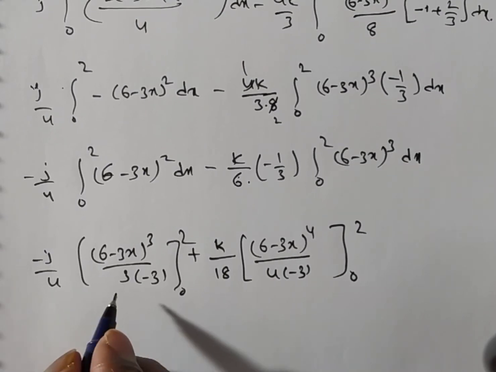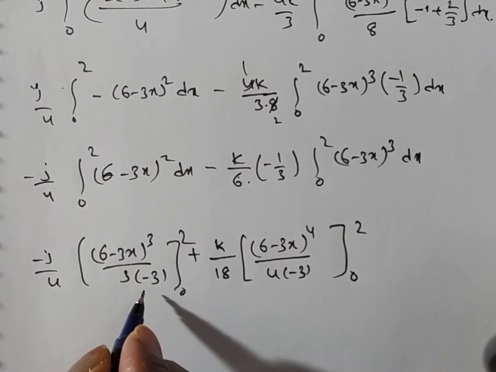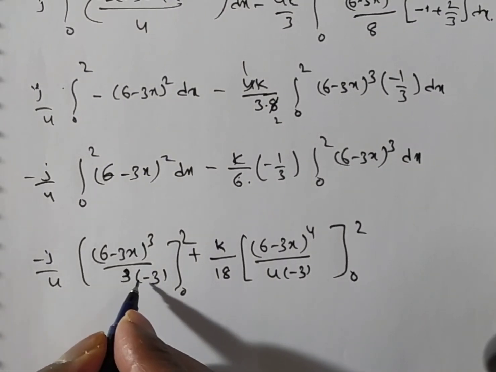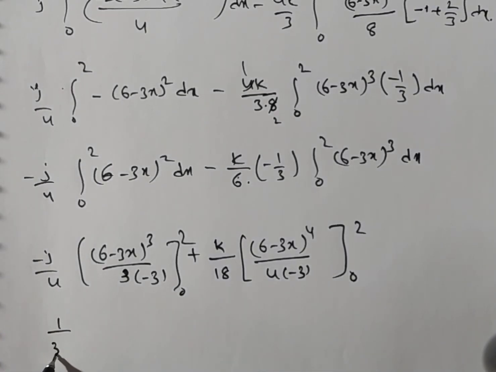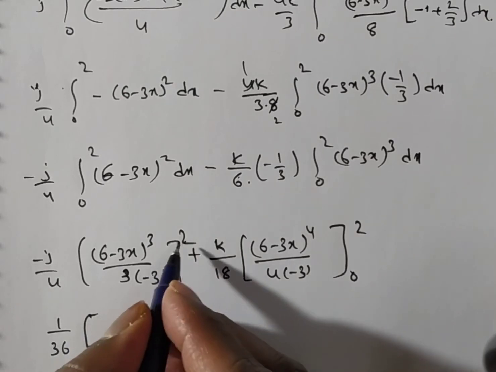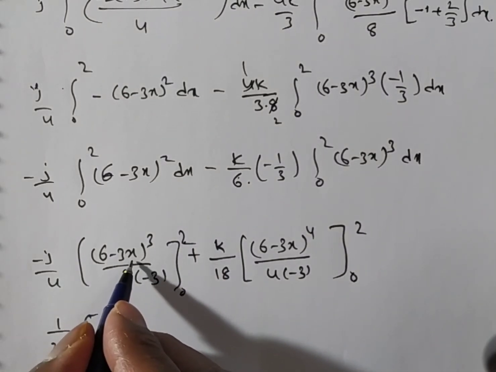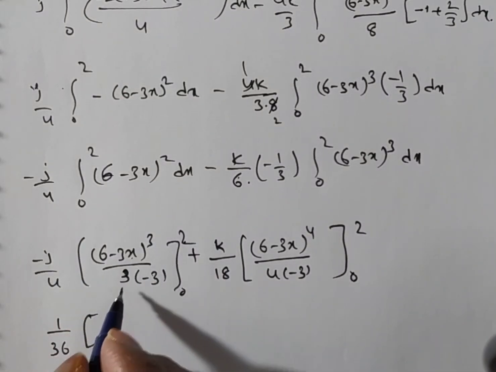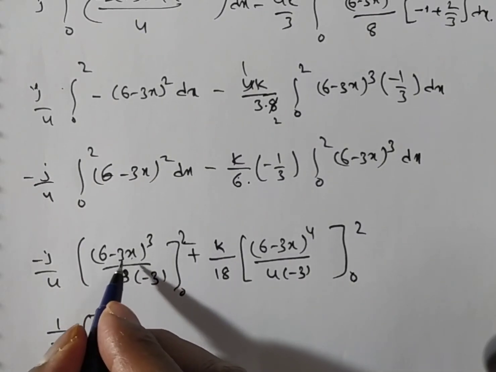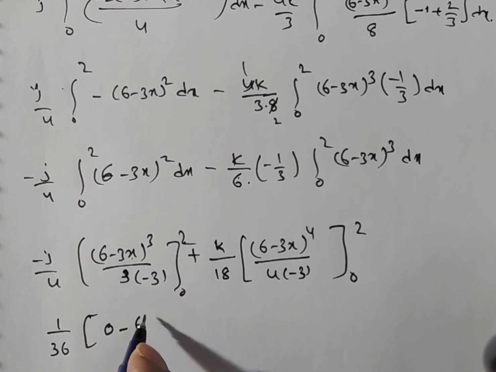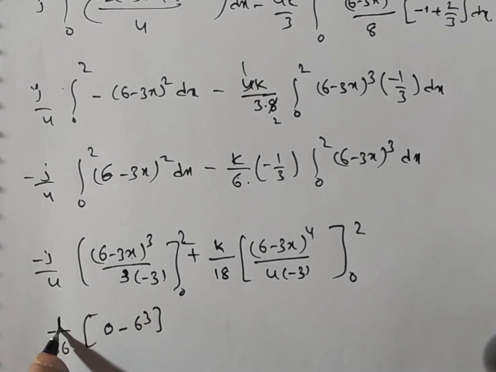Now here you have 3 3s are 9 and minus is there. So 9 4s are 36. Minus minus cancel. So 1 by 36 times of upper limit if you substitute. 3 times of 2, 6. 6 minus 6, 0. 0 cube is 0. Minus lower limit, 3 times of 0, 0. 6 minus 0 means 6 cube. That's it. Okay, here you have, this is j friends.